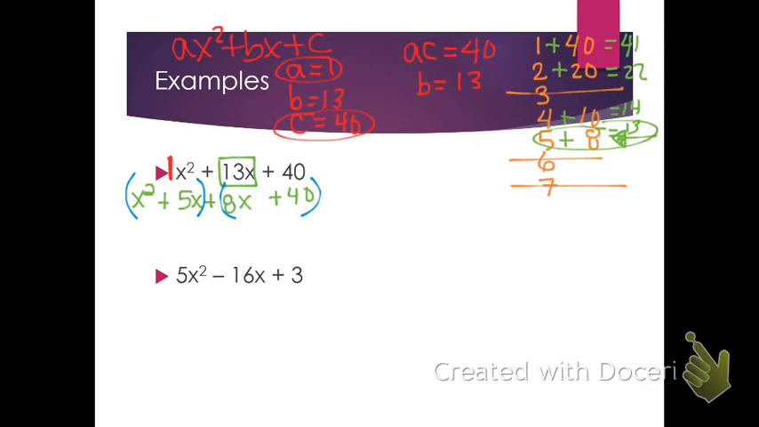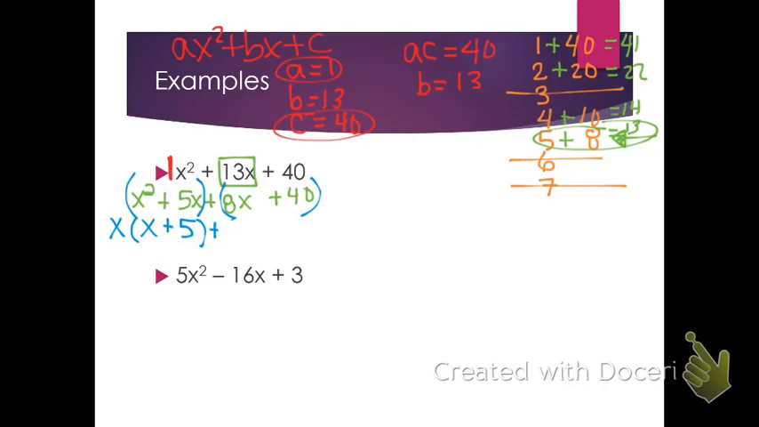The next step is to take these new groups and treat them as GCF problems. So my first group, x squared plus 5x, has a GCF of x. After I factor out the GCF, I do a kind of reverse distributing to figure out what goes in the parentheses. So I ask myself, x times what equals x squared? x times x equals x squared. x times what equals 5x? x times 5 equals 5x. Copy my plus sign in the middle.